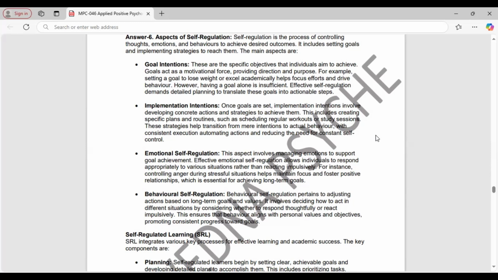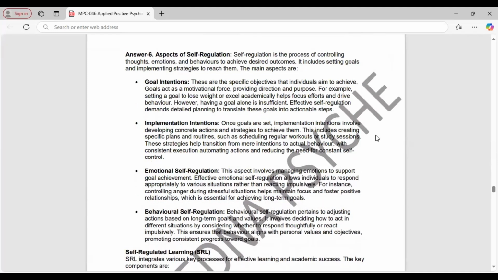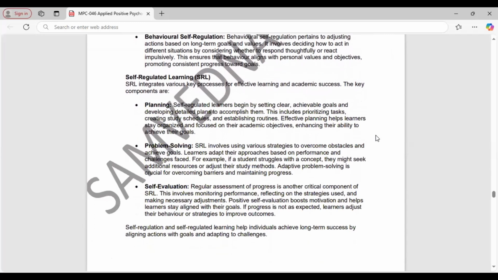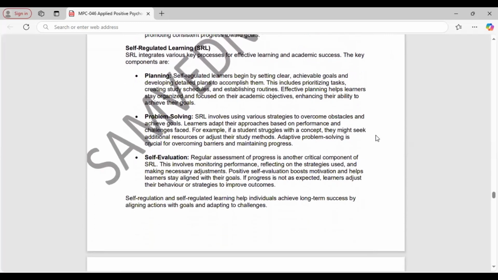Behavioral self regulation. This involves adjusting actions based on long term goals and values, ensuring behavior aligns with personal objectives and promoting consistent progress. Self regulated learning, SRL. It combines various processes for effective learning and academic success, including planning. Self regulated learners set clear, achievable goals and develop detailed plans, including prioritizing tasks and establishing routines, enhancing organization and focus on academic objectives.